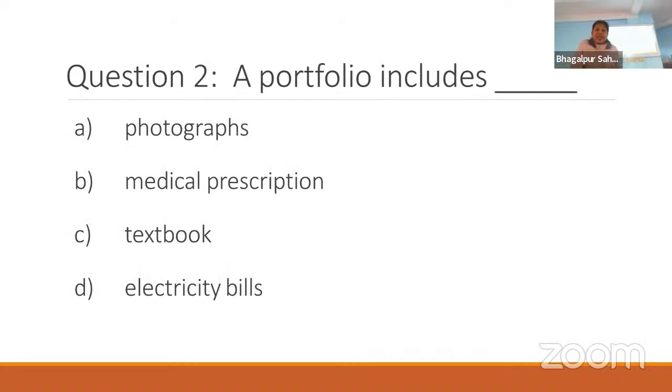So the next question arises. I would like everyone to participate, please. The second question, a portfolio includes what? एक portfolio में क्या आ सकता है? Photographs, their medical prescription, the textbook, the chapters, or electric bills of the house?